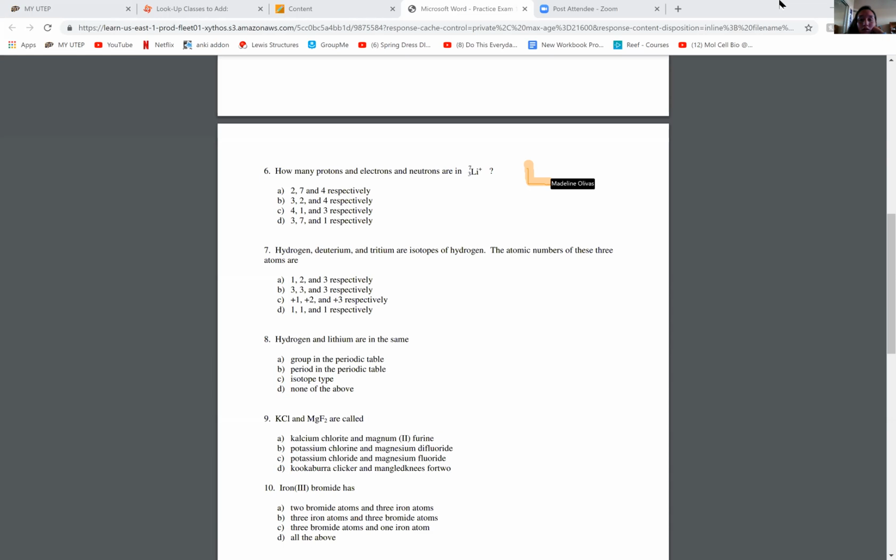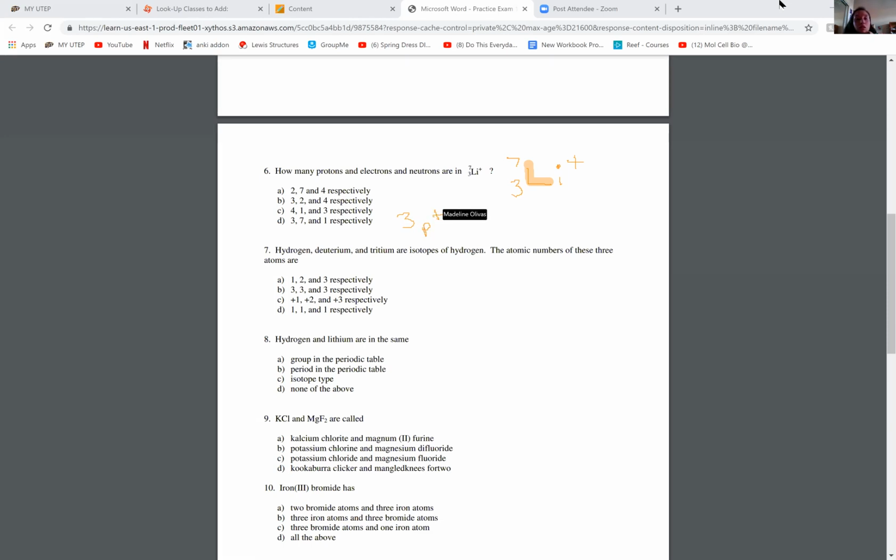Okay, so what it says here is lithium, and this isotope says 7, 3, and there's a plus over here. So what's our atomic number for lithium? 3. Yes, so like somebody said, that's the number of protons we have. So we would have 3 protons in this isotope of lithium.